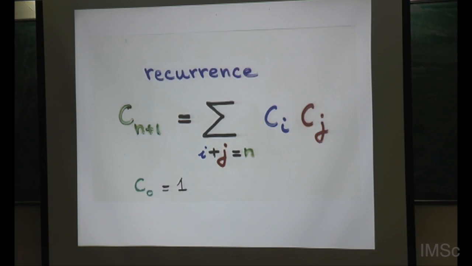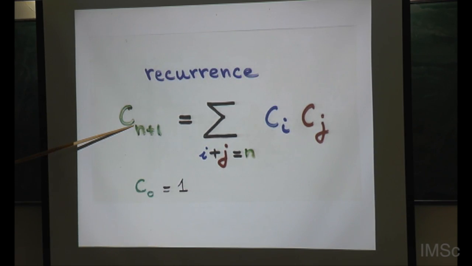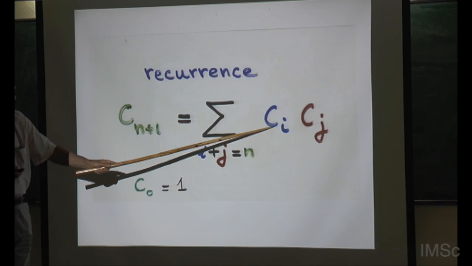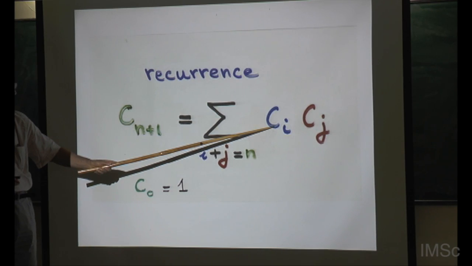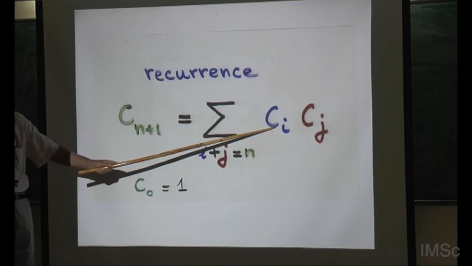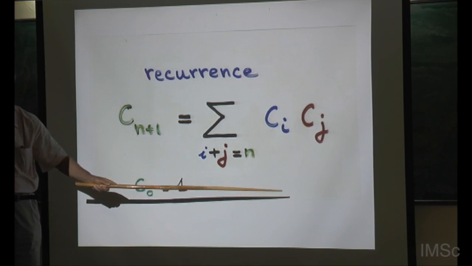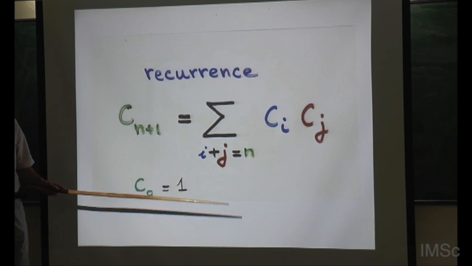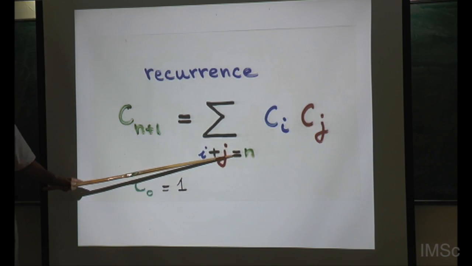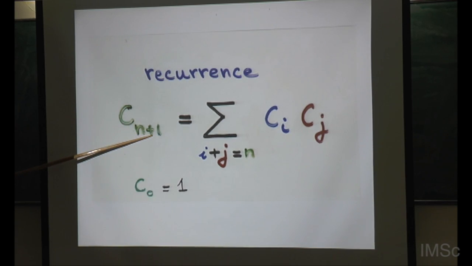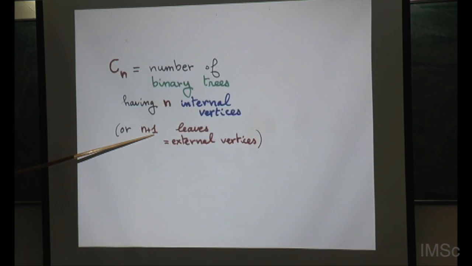From the recursive definition of the binary tree, you get a recurrence relation for the number of binary trees with n plus 1 internal vertices, given by this summation, where Ci is a choice of a left subtree with i vertices, and Cj is a choice of the right subtree with j vertices. The total number of vertices in both left and right subtrees is n, because it is n plus 1 in total. The shift is 1 because of the root of the binary tree.